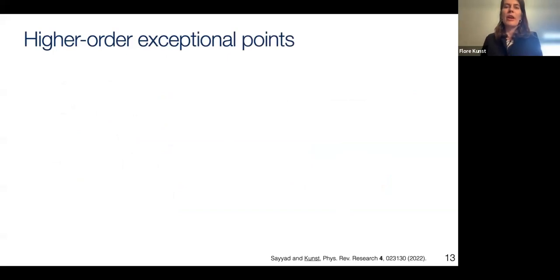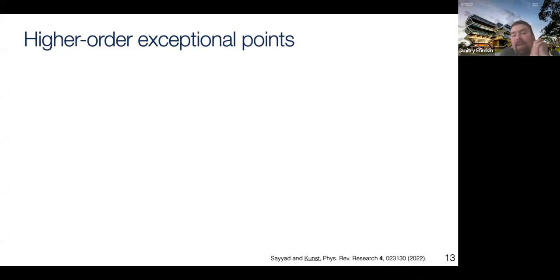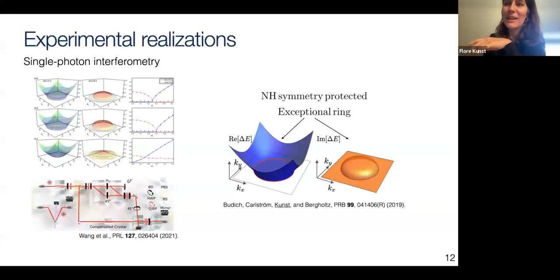Okay, so far I've talked about something quite simple, namely 2x2 systems with degeneracies. You provide a bit more information about the experiment. Okay, now you're asking the theorist about this experiment.